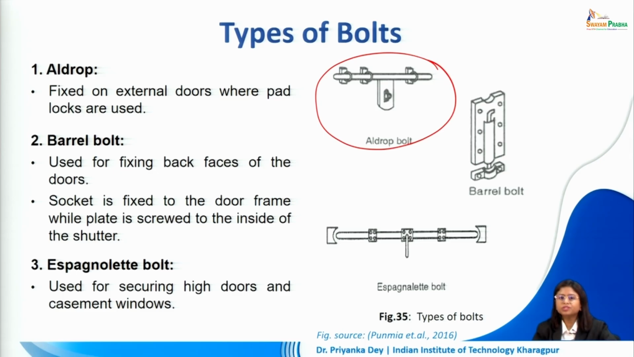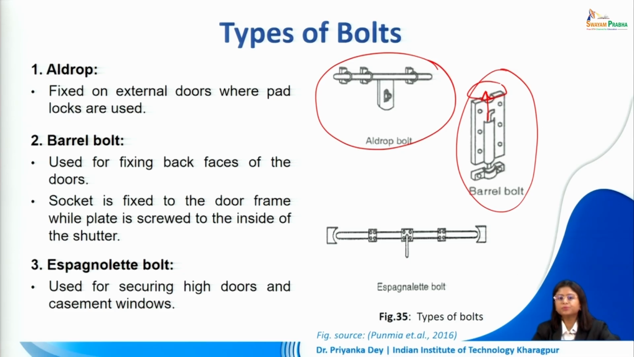The barrel bolt is used for fixing back faces of the doors. This is what it looks like. The socket is fixed to the door frame while the plate is screwed to the inside of the shutter. So, that is how in the door frame we can lock the shutter.